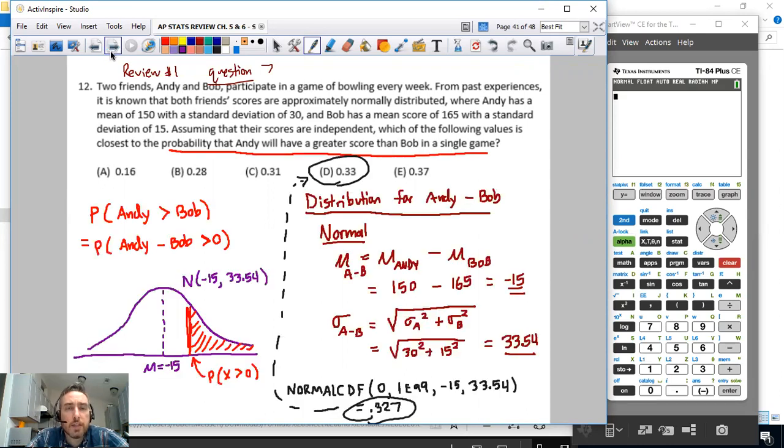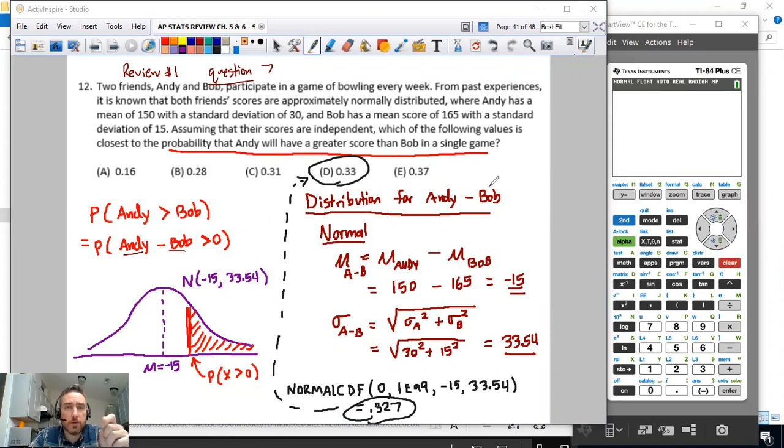So in this question, it says, what is the probability that Andy will have a greater score than Bob in a single game? So we're combining both their efforts into one game. And so what we're doing is we're taking Andy's and Bob's distributions. They're both normal. And since we know they're both normal, we want to find the probability that Andy scores greater than Bob. So we want to subtract those distributions. So if I do Andy minus Bob, we want to find the probability that that number is going to be greater than 0. So I want to find that distribution for Andy minus Bob.